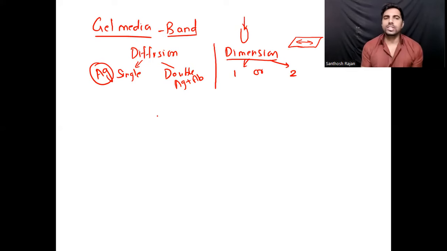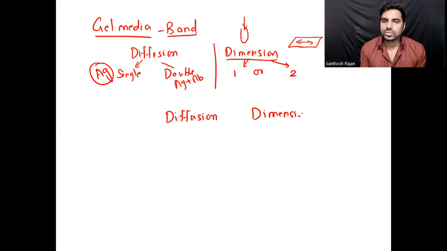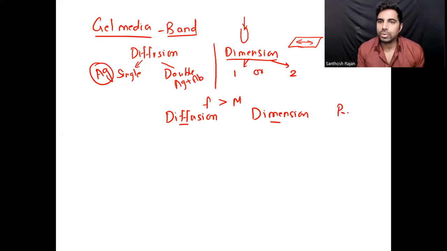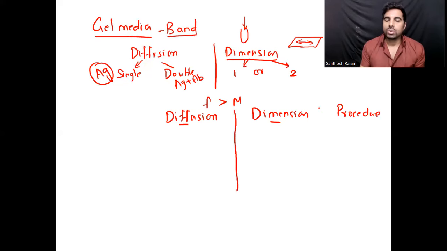But here, the most important thing is the technical names, which are confusing and people are always worried about. It's very easy. If you remember my shortcut, you'll not forget. So make a chart first: write diffusion here and then dimension here. Go in order, F comes before M, alphabetical order. First diffusion, then dimension, and then the procedure name. Like this, write it. Now let's make it like this. First one: diffusion can be single or it can be double.